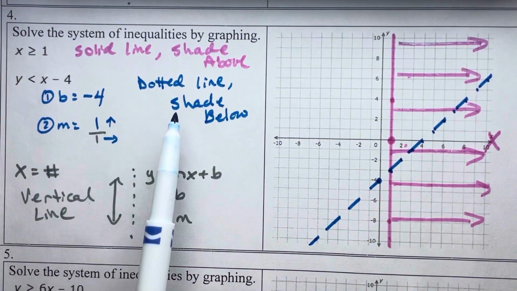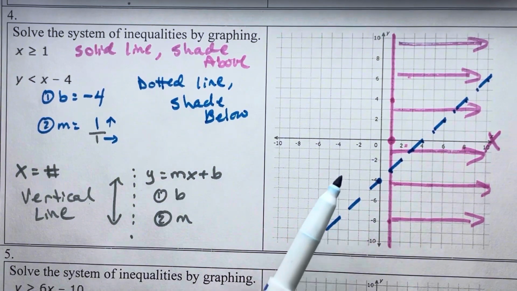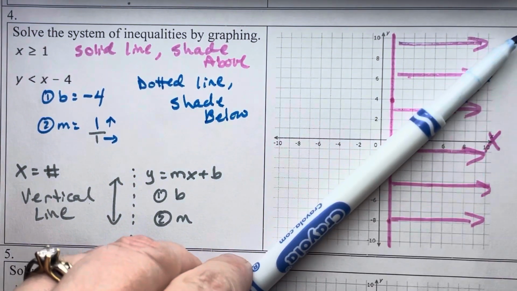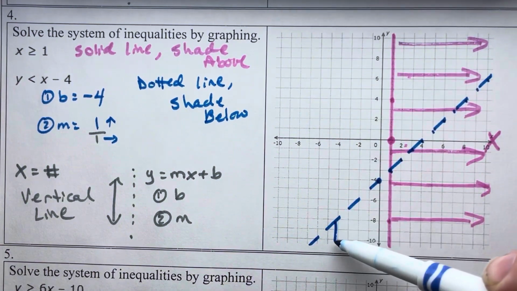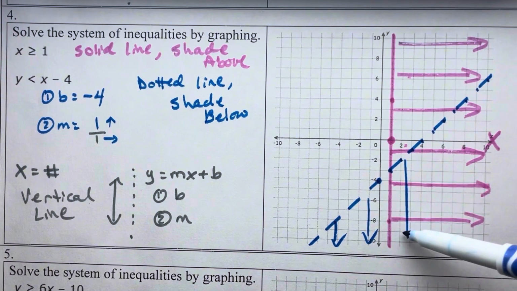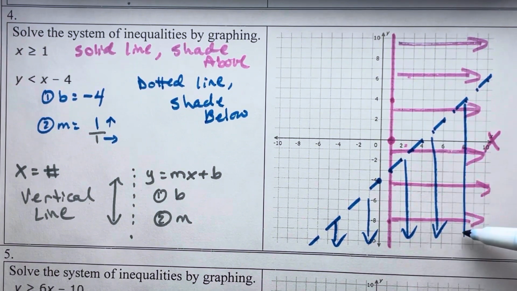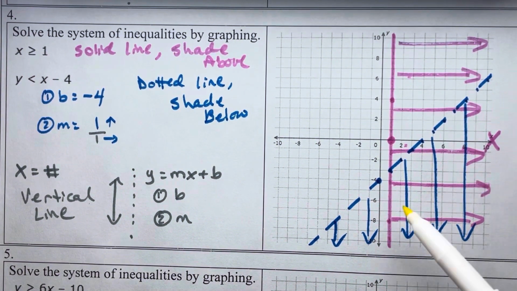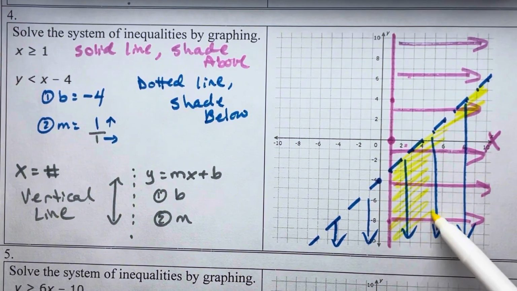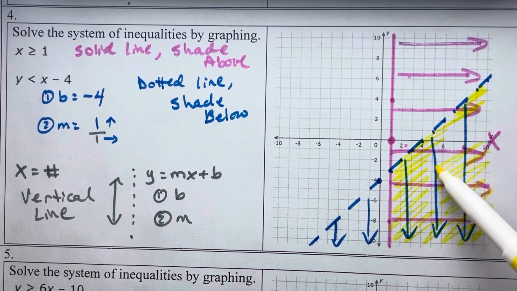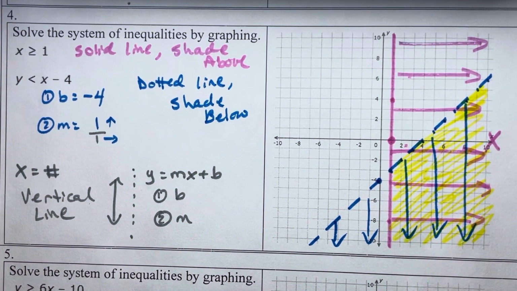Okay, so we have to shade below this dotted line. And if you put your pencil, your marker, your pen on the line, then you can see that this region down here will be the below region. And the final solution set is where the pink and blue overlap. This will be our only solution area, region, for this particular problem. And there you go.